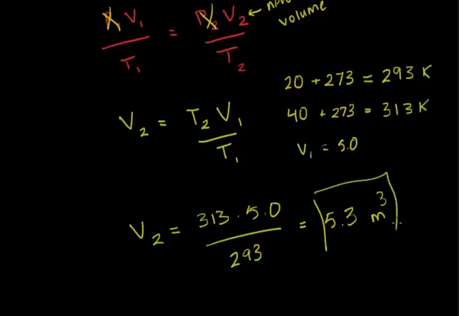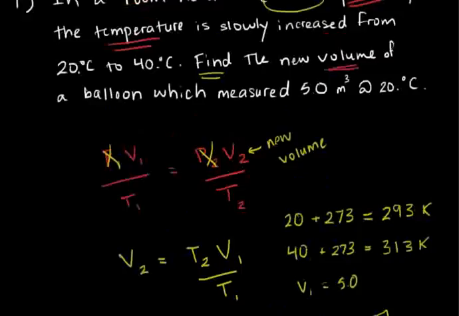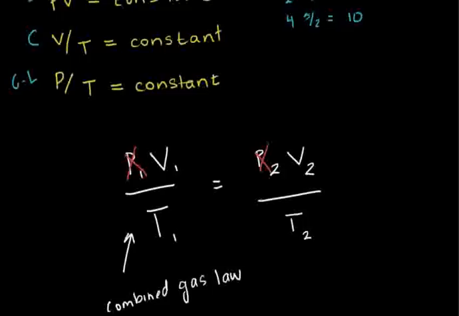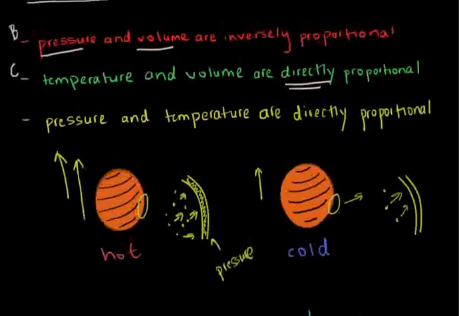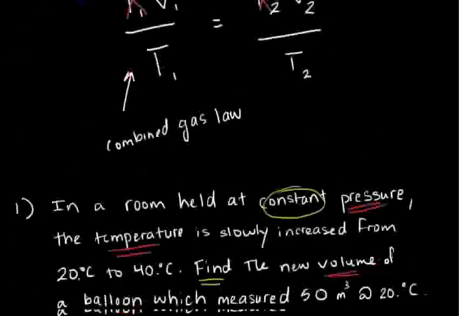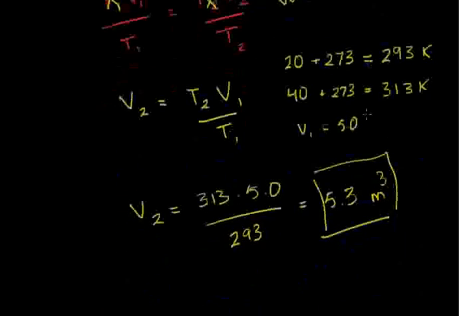And let's just do a little sanity check on that number. What have we done here? We've held the pressure constant, and we've increased the temperature of a balloon. And so we know, if we go up to our gas laws, that temperature and volume are directly proportional. So we've increased temperature. What should happen to volume? Well, volume should increase, and in this case, volume is increased from 5 to 5.3 cubic meters. So that answer makes sense.